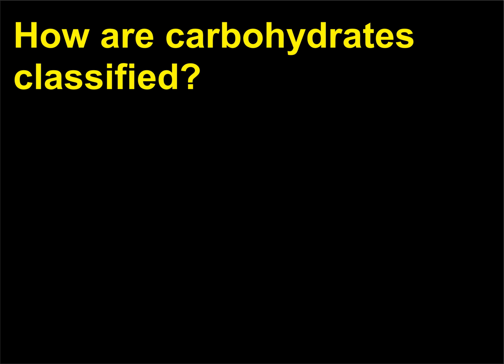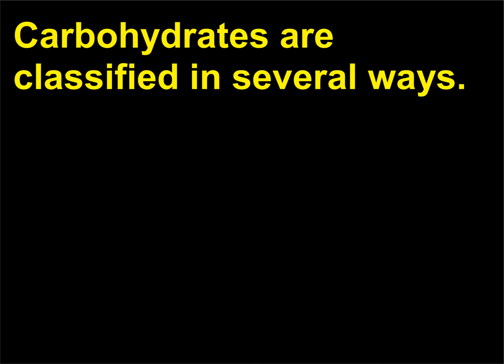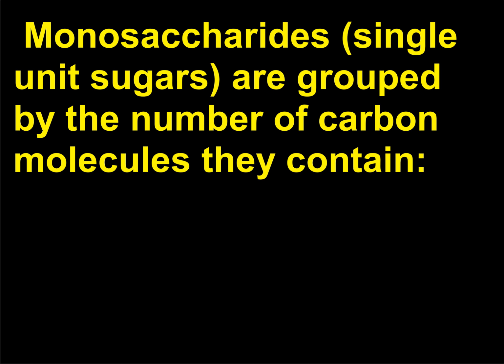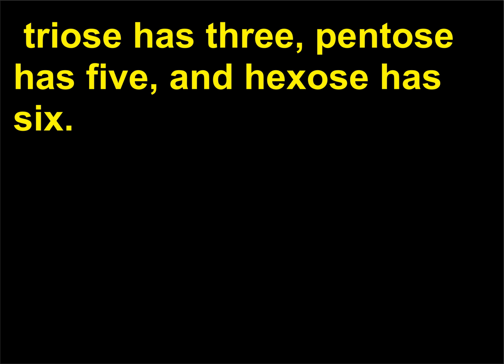How are carbohydrates classified? Carbohydrates are classified in several ways. Monosaccharides, single-unit sugars, are grouped by the number of carbon molecules they contain. Triose has 3, pentose has 5, and hexose has 6.